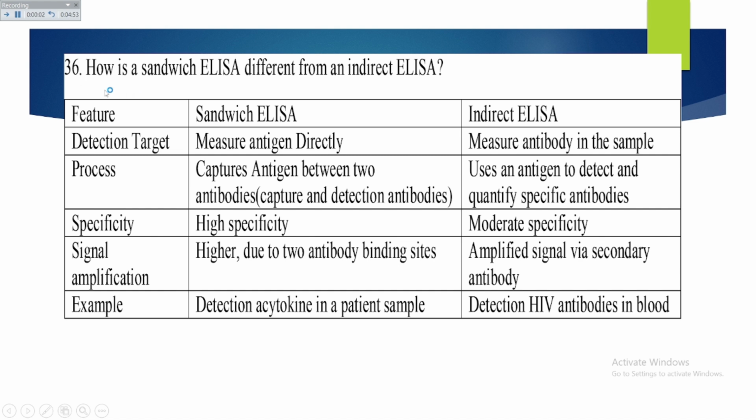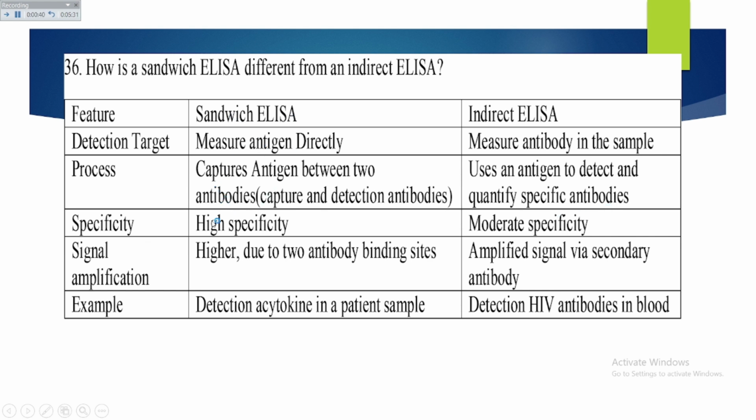Now we are going to see how a sandwich ELISA is different from an indirect ELISA. Sandwich ELISA measures antigen directly, while indirect ELISA measures antibody in the sample. They are different: sandwich ELISA detects antigen, while indirect ELISA detects antibody in the sample. Sandwich ELISA captures antigen between two antibodies, while indirect ELISA uses an antigen to detect and quantify specific antibody.